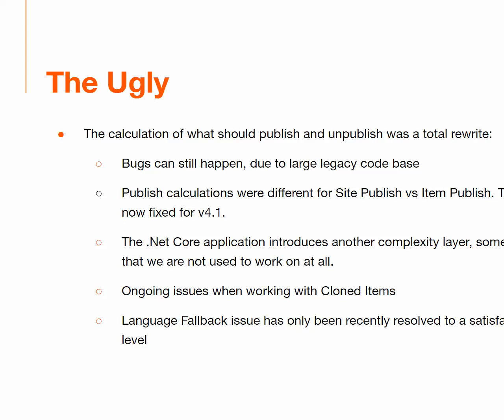As of version 4.1, the calculation of a site publish and an item publish has been merged together. But before that, the calculations were done in two completely separate code bases. So you would have a lot of bugs, especially with item publish. The calculations were done incorrectly. However, site publish seems to have fixed it, right? This is still happening in version 3.13. So if you're using Sitecore 9.0.2 and want to use this, be very careful that this can happen. Hopefully 4.1 makes it a little bit better.